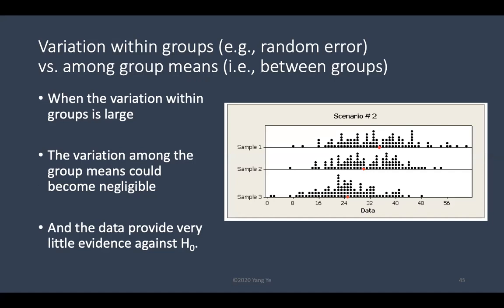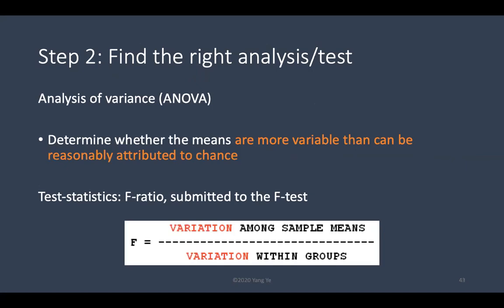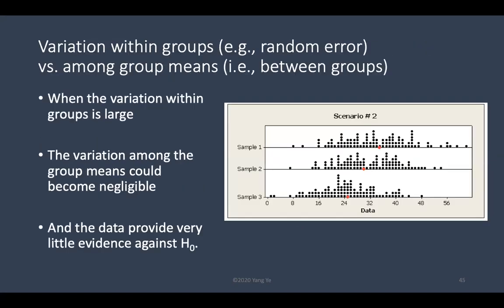So if you remember the equations here, we are putting the variation among sample means against the variation within the groups. Okay, so there's a ratio. In this case, we see there are 3 samples, assuming that there are 3 groups. You can see that the sample means, indicated by the red dots, seem to be different from each other, which indicates there might be something systematic going on. There might be some treatment effect, let's put it that way.